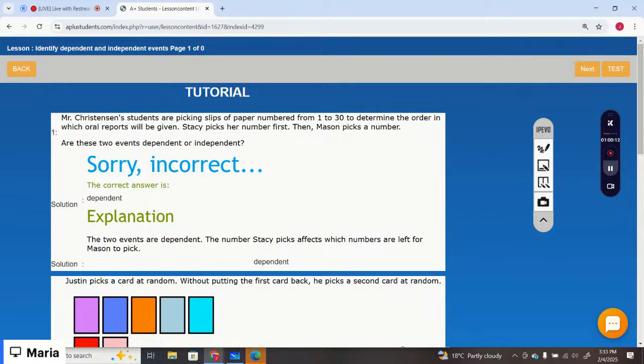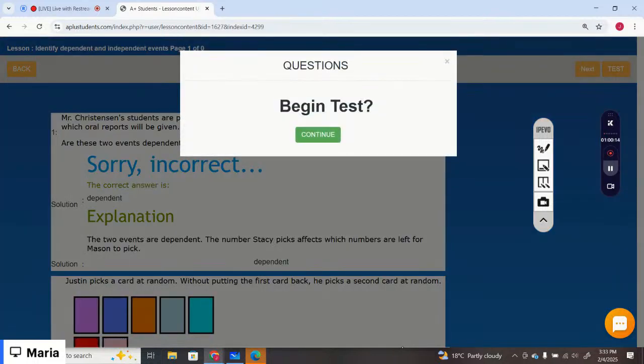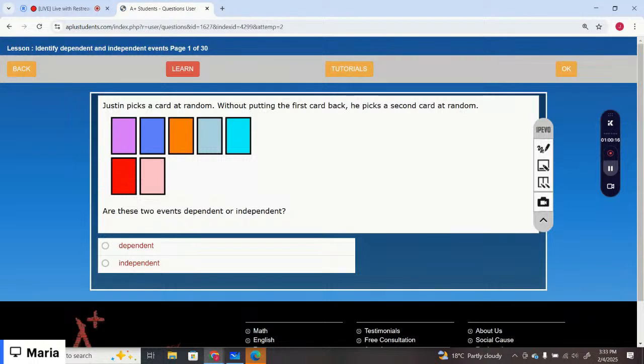Let's just start with the test questions. Justin picks a card at random. Without putting the card back, he picks a second card at random. Are these two events dependent or independent?